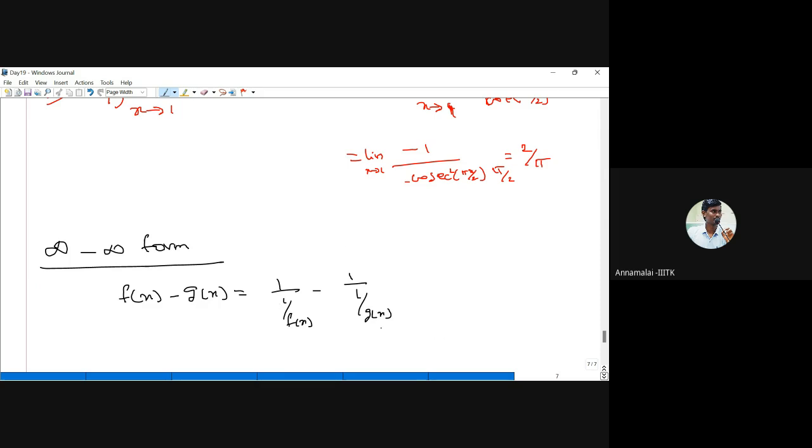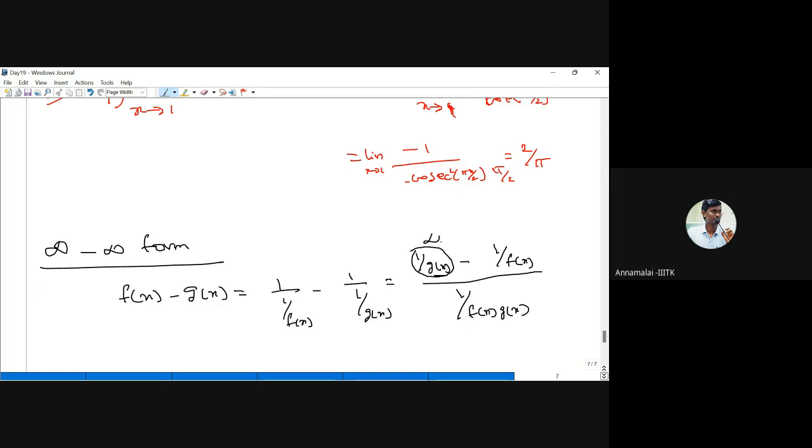So you can cross multiply this, you will get 1 by g of x, and then minus, you cross multiply this, you get 1 by f of x, all divided by 1 by f of x into g of x. Now this g of x is infinity, therefore 1 by infinity is 0.